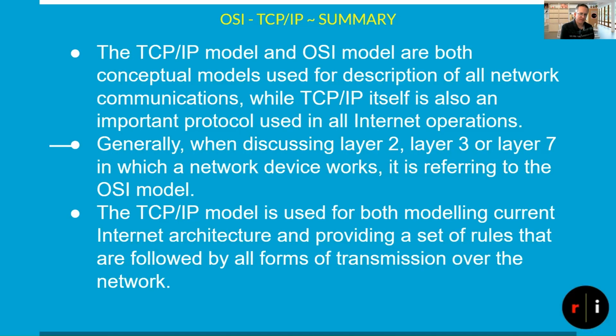So in summary, the TCP IP model and the OSI model are both conceptual models used for description of all network communications. TCP IP itself is also an important protocol used in internet operations. Generally, when discussing layer 2, 3, or layer 7 in which a network device works, it's referring to the OSI model. TCP IP model is used for both modeling current internet architecture as well as providing a set of rules that are followed by all forms of transmission over the network.